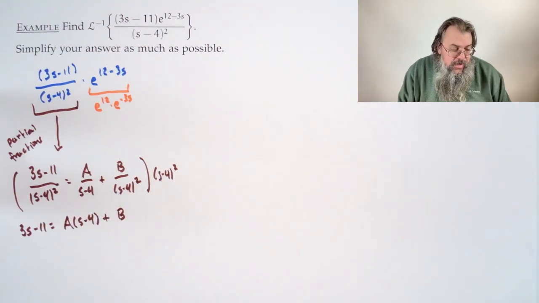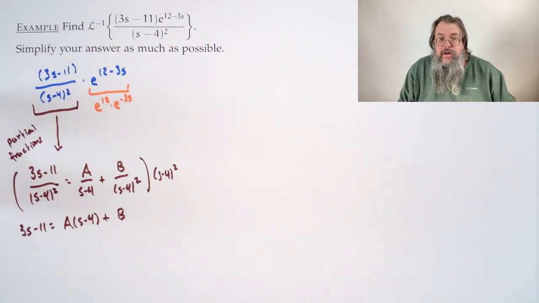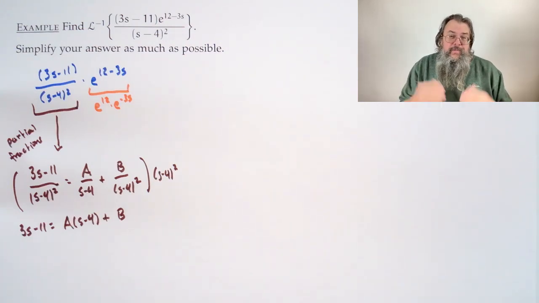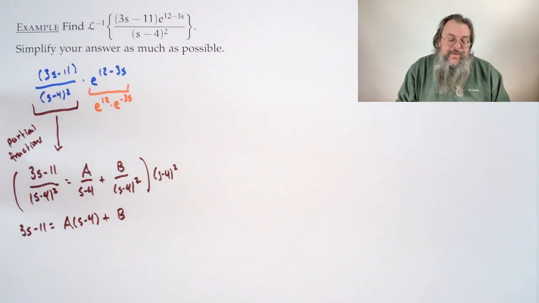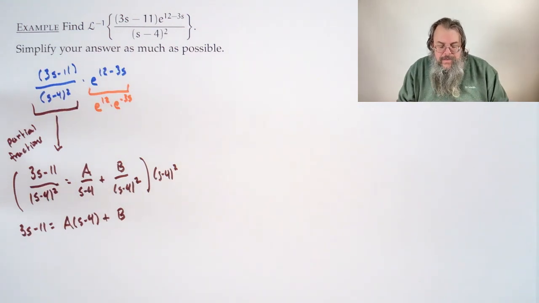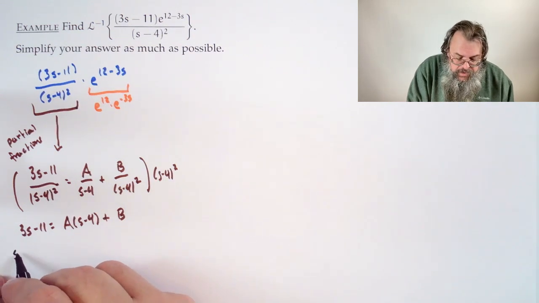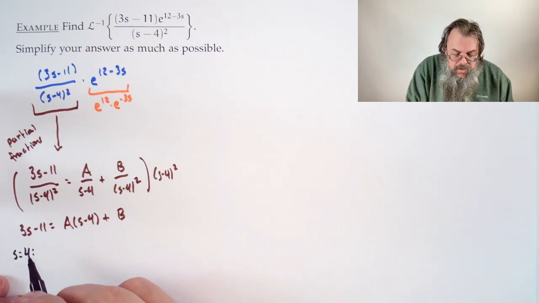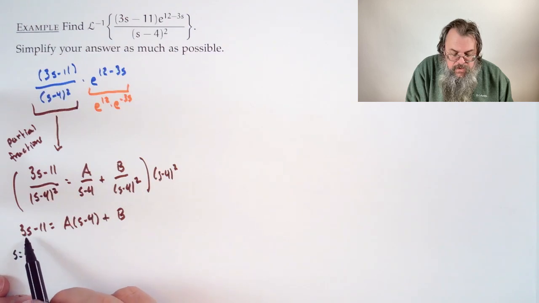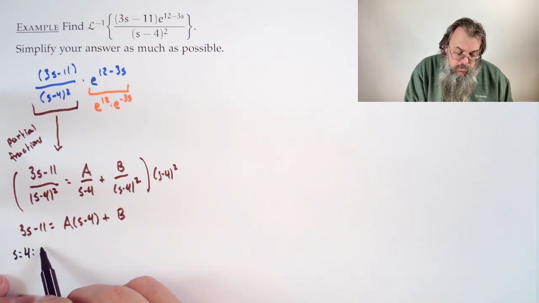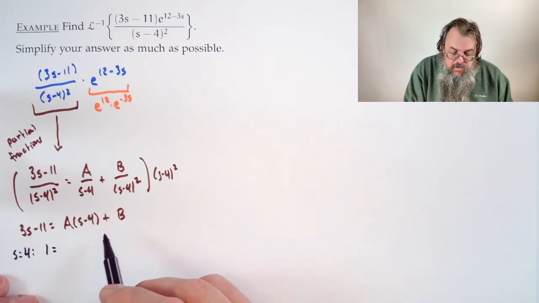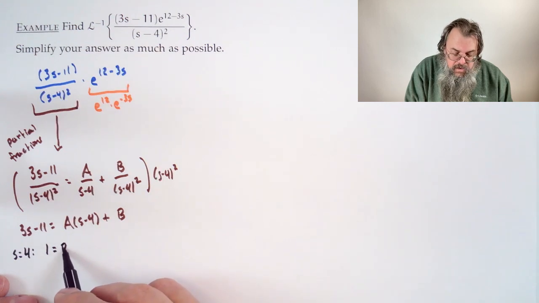Okay, well, we can do all sorts of things here. I like to plug in values, but since the only nice value is 4, okay, we can do that. We can plug in 4, why not? Might as well get low-hanging fruit. S equals 4. We get 12 minus 11, which is 1, is equal to 0 plus b.